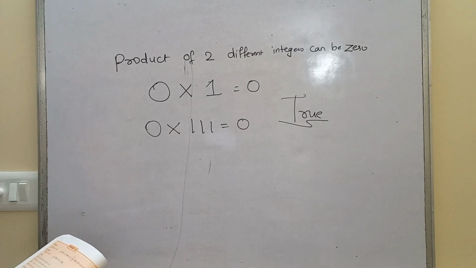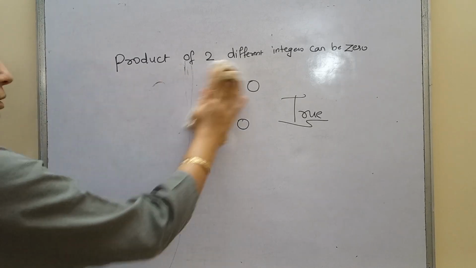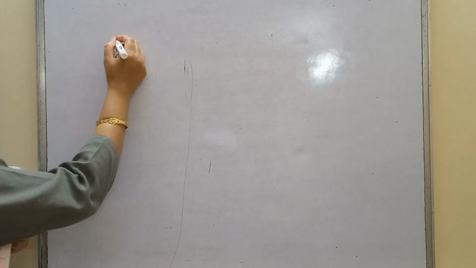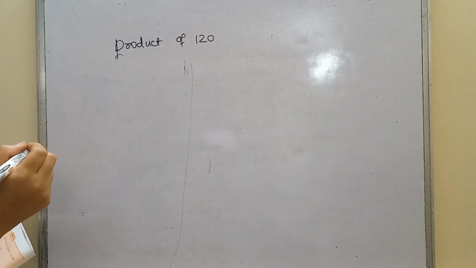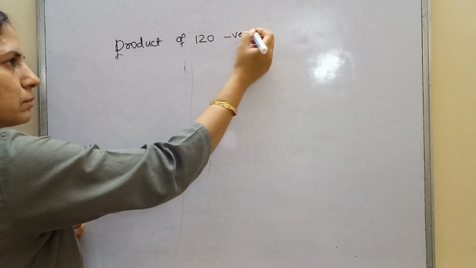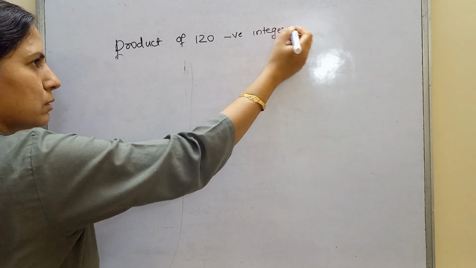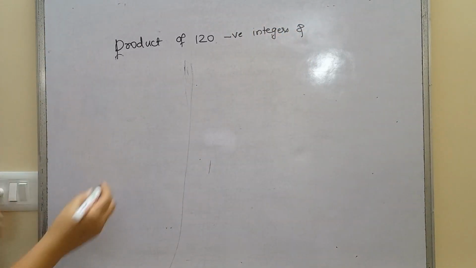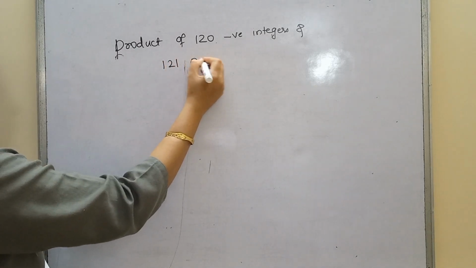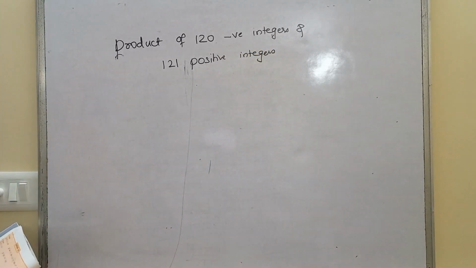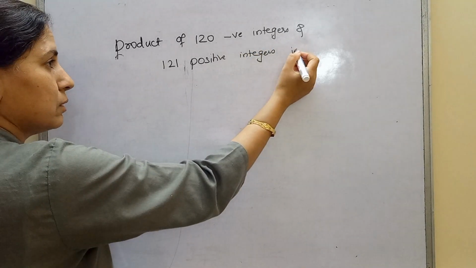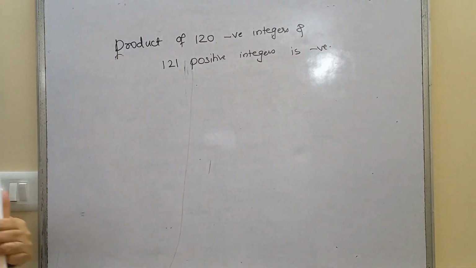Next is product of 120 negative integers and 121 positive integers is negative. Wait, let me rub the board. Now let's see whether it is negative or positive.